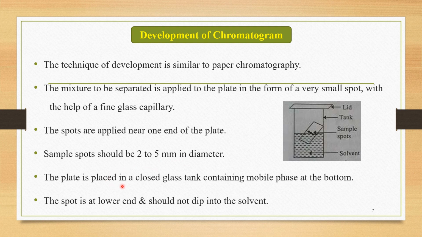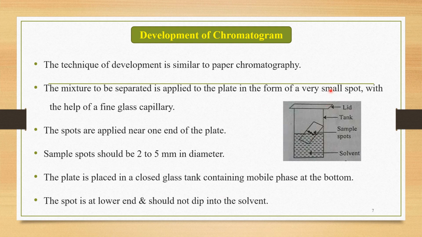The plate is placed in a closed glass tank containing mobile phase at the bottom. So once we give the spot, we have to place that particular glass plate in a closed glass tank containing the mobile phase at the bottom. The spot is at the lower end and should not dip into the solvent. Whenever we place this glass plate into the closed glass tank with the mobile phase, one precaution is to be taken: the spots should not dip into the solvent.